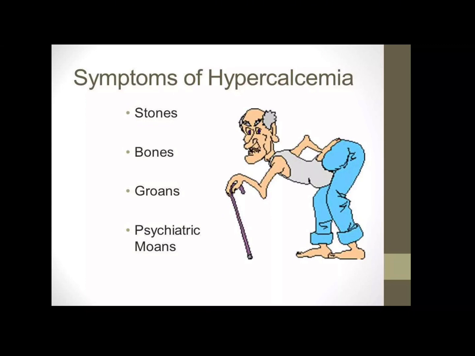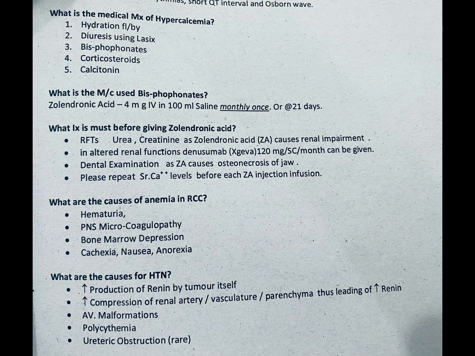What are the symptoms of increased PTH in a patient with paraneoplastic syndrome? It causes bones, stones, groans, and moans. It means it causes bone pain, it can cause renal stones, it can cause abdominal groans, and it can cause psychic moans. The substances produced by the kidney include renin, erythropoietin, prostaglandin, and 1,25 vitamin D.